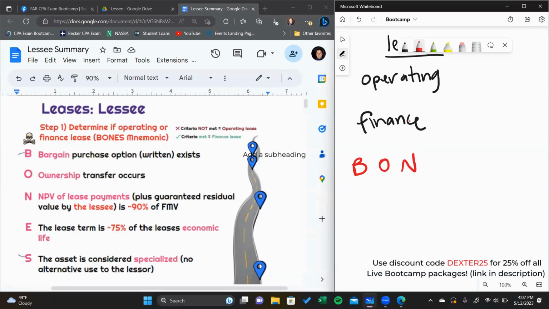Now, a couple important things with this item. The 90%, you need to know that. The 90% is pretty heavily tested. They're generally not going to provide that to you. So remember, 90%, I would say the N is for 90, right? 90 starts with an N. So, maybe that'll help you remember that for the N criteria, we use 90%.